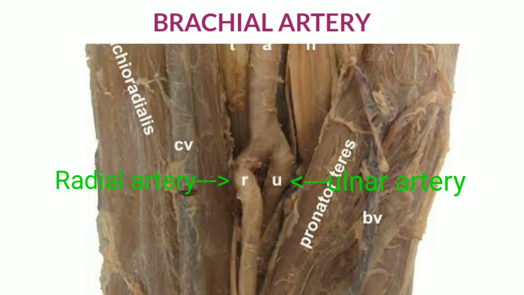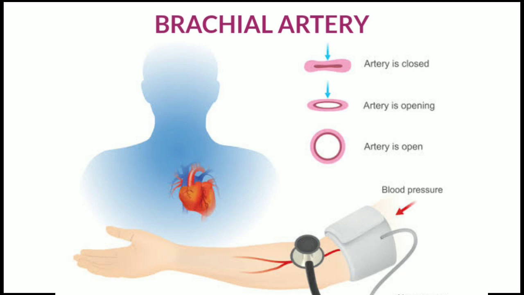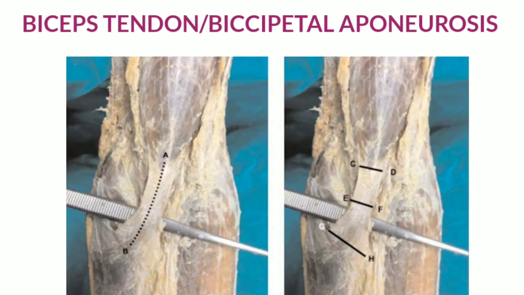The branches of the brachial artery are profunda brachii, superior ulnar collateral artery, inferior ulnar collateral artery, and the ulnar artery and the radial artery. The profunda brachii further divides into the medial collateral artery and the radial collateral artery, about which we are not going deep into. So the clinical significance of the brachial artery is that we can auscultate or measure the blood pressure through this brachial artery. Coming to the biceps tendon or bicipital aponeurosis.